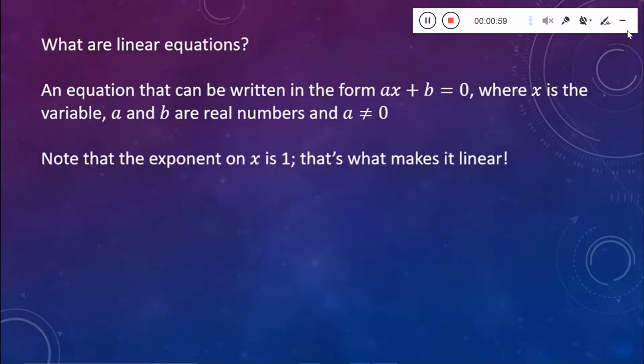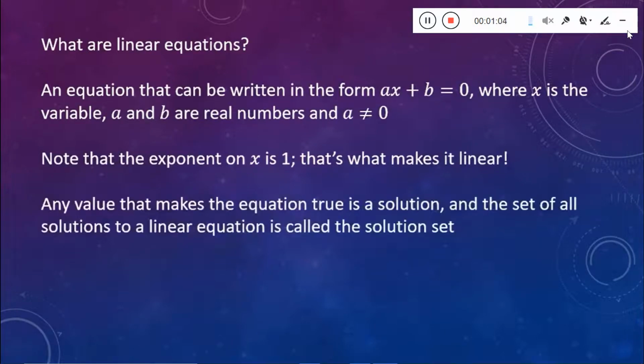So that's why a can't be 0. What makes this linear is that the exponent on the variable x is 1. If it was anything else, this wouldn't be a linear equation.